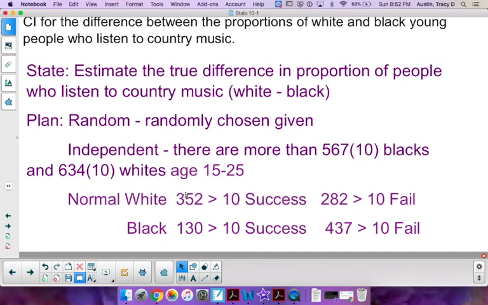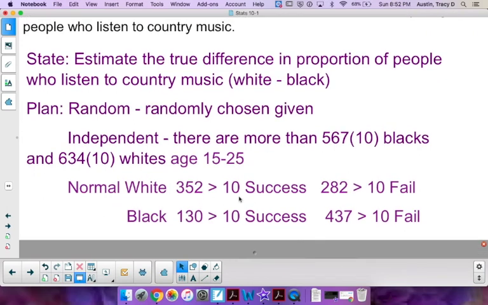352 divided by 634. You won't even get dinged for stating this as 0.56 times 634 is greater than 10 successes. And that's fine because that's technically NP. To me this is just an easier, shorter way, knowing that I'm basically counting up successes and failures from both groups.